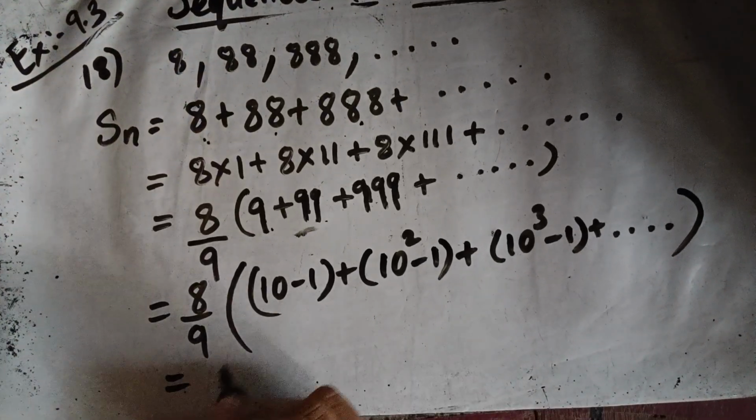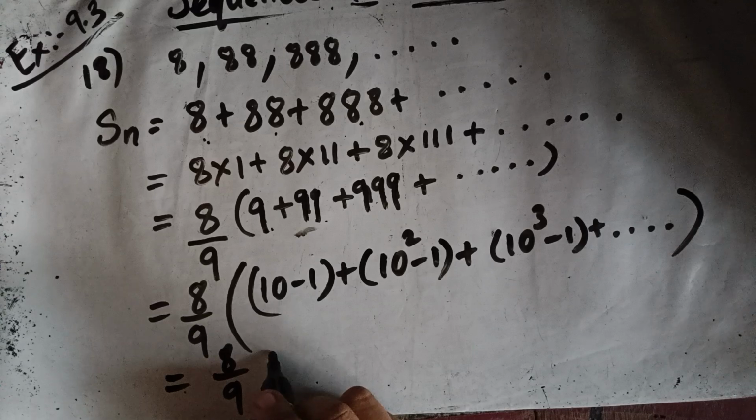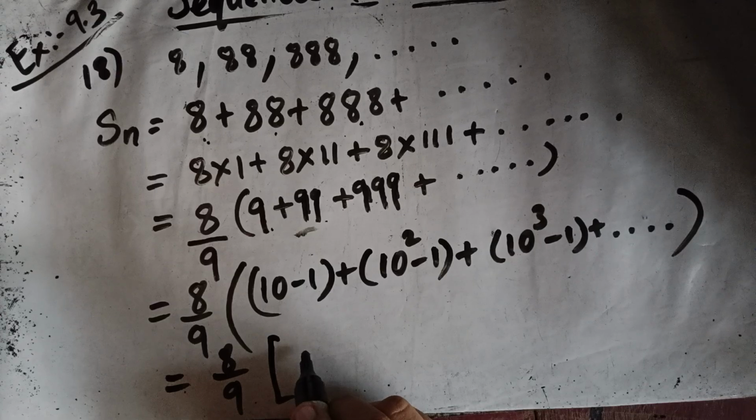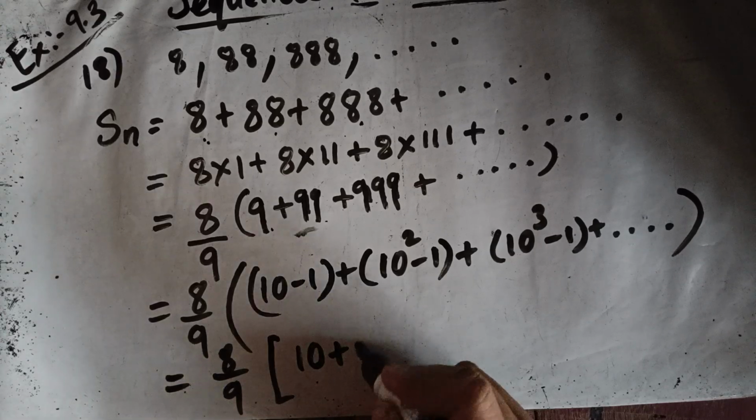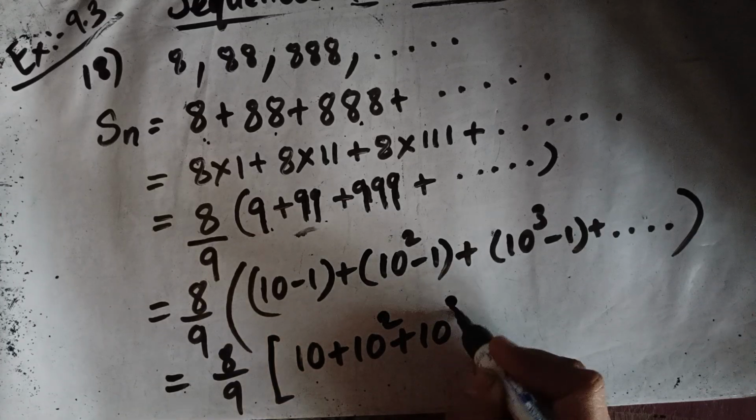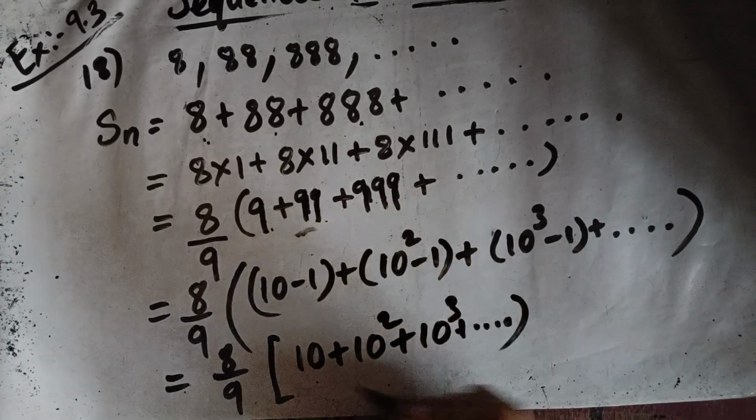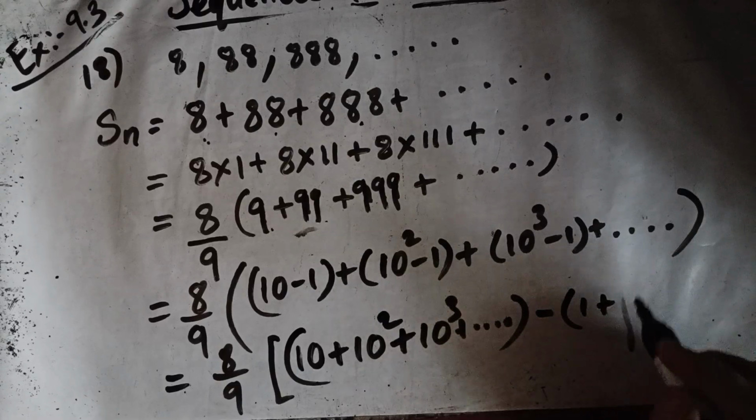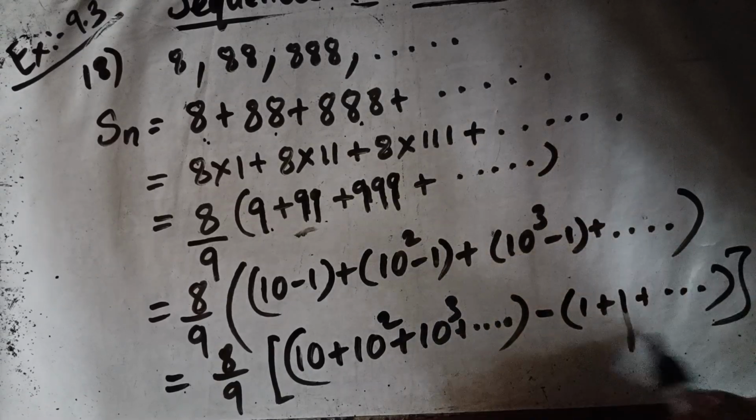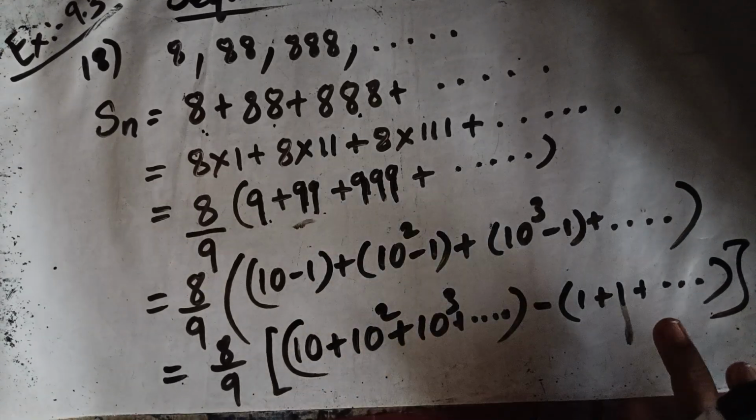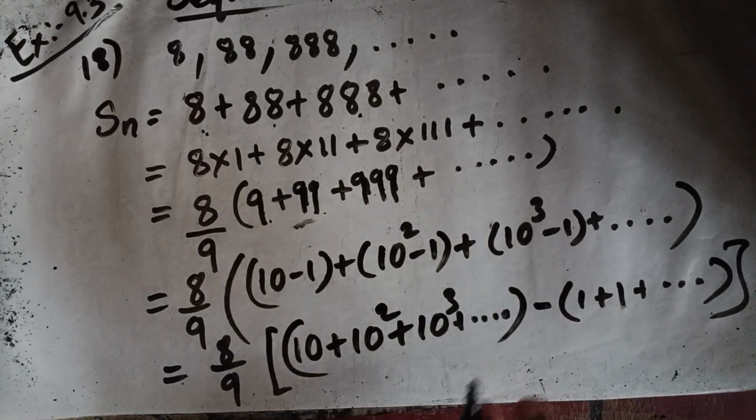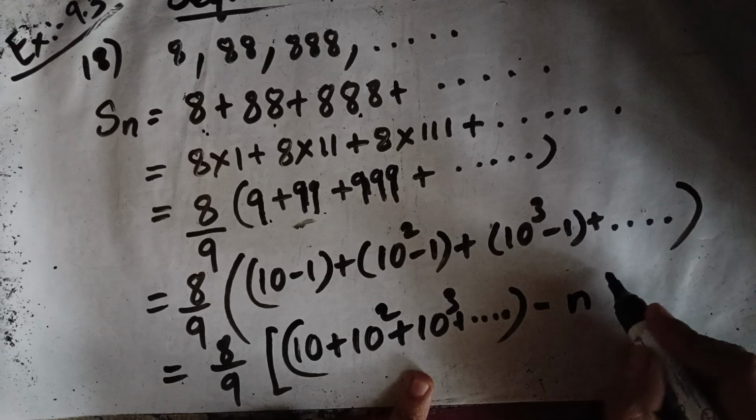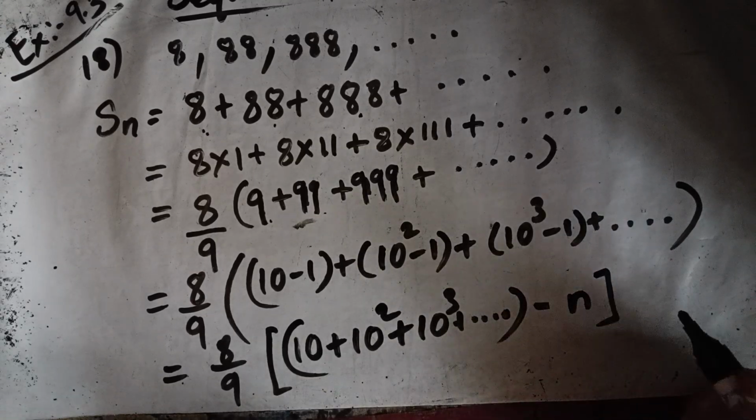Okay, so we can sum this up. It will be 10 plus 10 square plus 10 cube plus dot dot dot, minus 1 plus 1 plus 1 dot dot dot. So these are n terms, right? So 1 is added n times, so this becomes n.